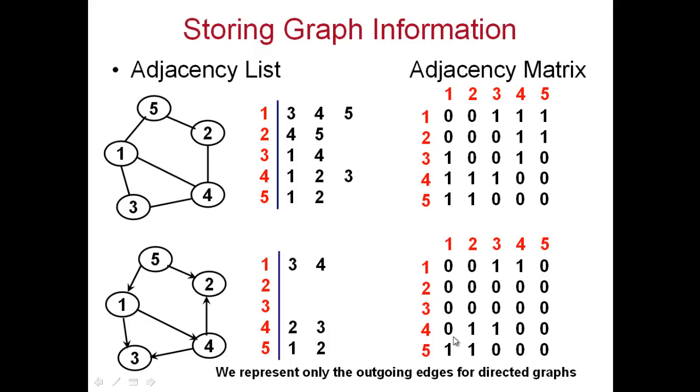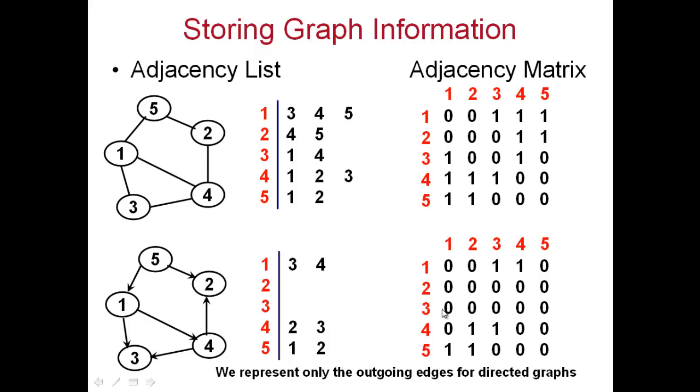Similarly, in the matrix, you represent the entry as a 1 if there is an outgoing edge from the row vertex to the column vertex. There's an edge from 1 to 3, so in row 1, column 3, you have a 1. There's no edge from 3 to 1, so row 3, column 1 will be a 0.